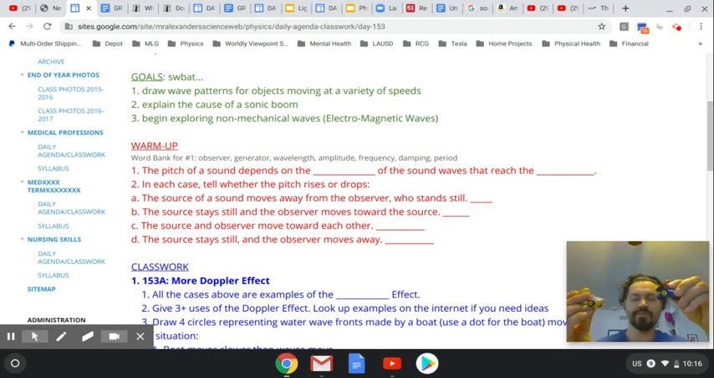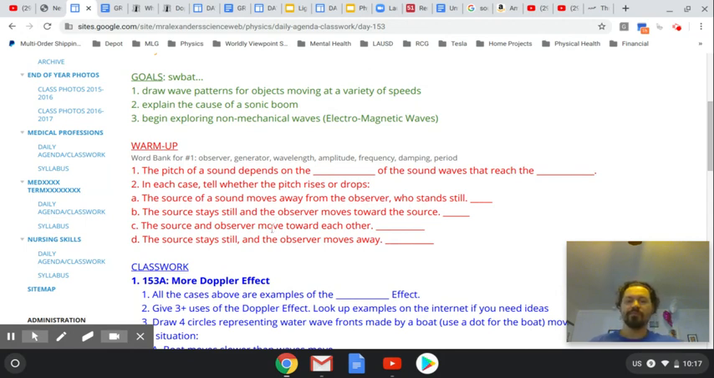Versus the source stays still and the observer moves towards the source. Okay, here's my observer. She's coming towards it. She's going to be closing the gap between each little sound wave faster. So then the pitch would rise for that one.